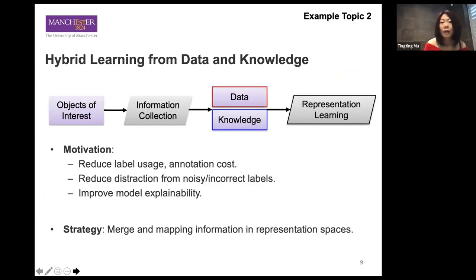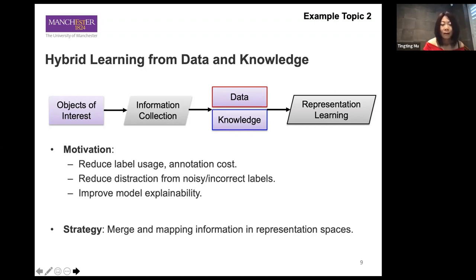The motivation for us to do this is, first, we would like to reduce the use of labels. Second, when we do annotation, quite often you will encounter mistakes in your labels, so we would like to reduce the negative effect of label mistakes. Another important motivation is that we would like to improve our model's explainability. By establishing a mapping between your data and the knowledge, some selected knowledge will serve as evidence for your data-driven black box model.